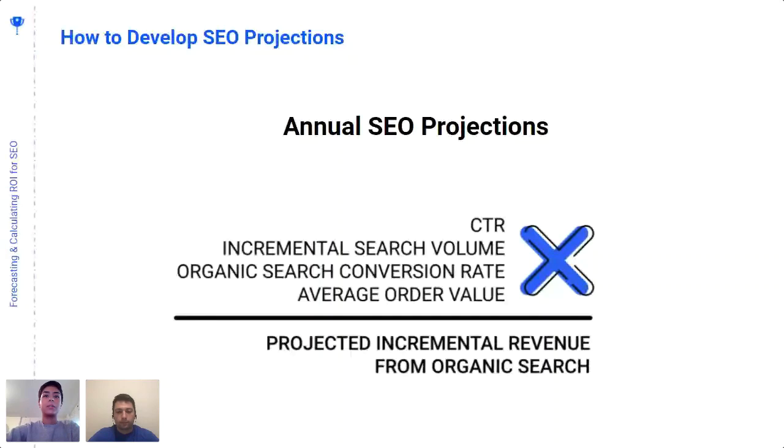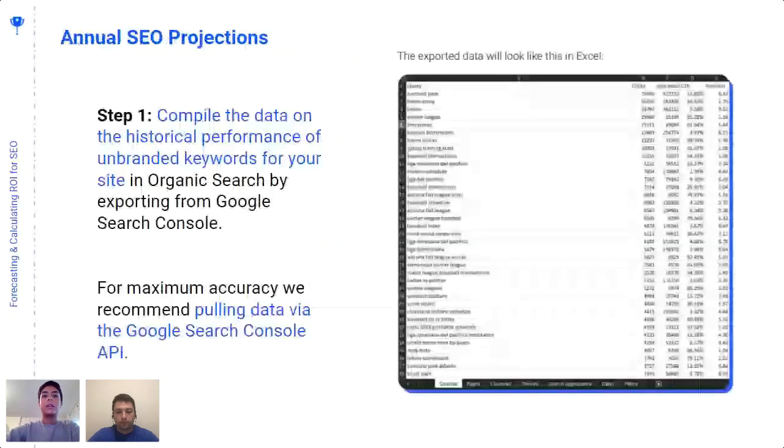So in step 1, to get started, you're going to need to compile the data on historical performance from unbranded keywords for your site based on organic search, of course. So you're going to export from Google Search Console. And we recommend pulling data using the GSC API for greater accuracy.